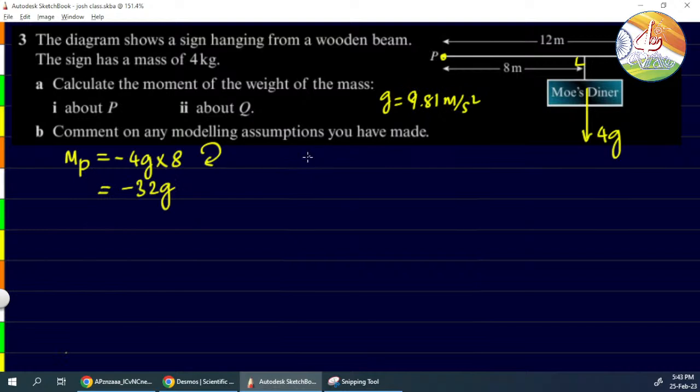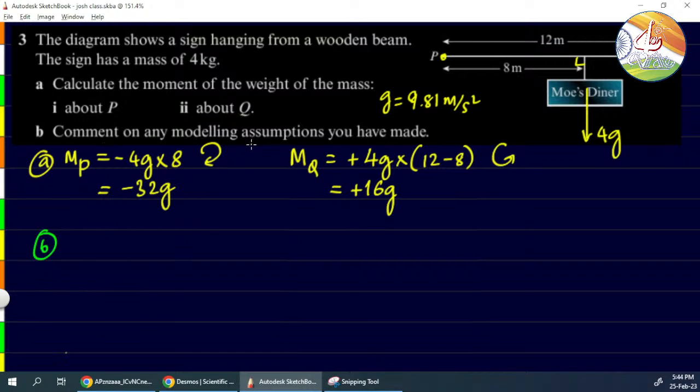So this is MP. Then MQ, moment about the point Q. Moment about the point Q will be force, that is again the same, weight is 4g, times this distance. That distance is total distance 12 minus 8. And this one is in anti-clockwise direction, so it is positive. So 12 minus 8 is 4, 4 times 4 is 16, so plus 16 times g is that value. So the A bit is over. Now the B bit.